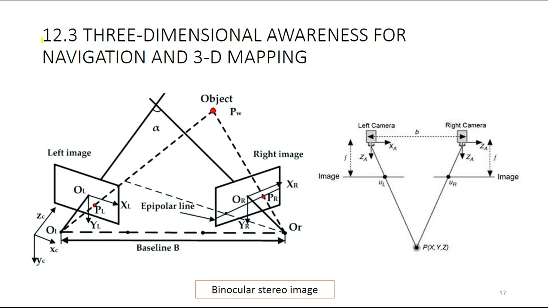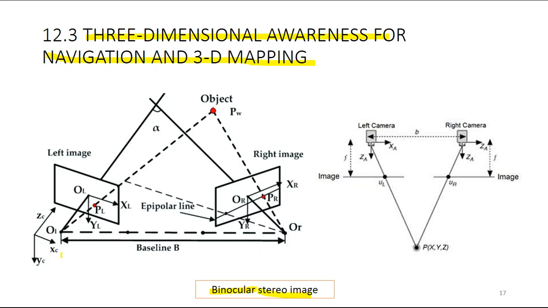Section 12.3 is three-dimensional awareness for navigation and 3D mapping. The 3D dimension basically has two approaches. One is using 2D cameras, and the other is using what we call a 3D camera. For the 2D camera approach, basically we need at least two cameras. We call this binocular, so you can see here the term, binocular stereo image.